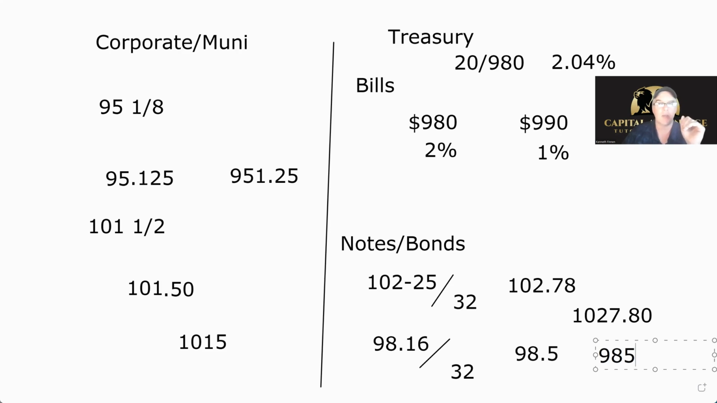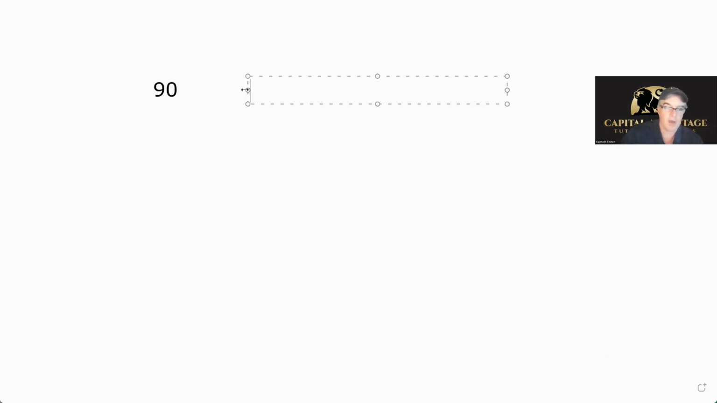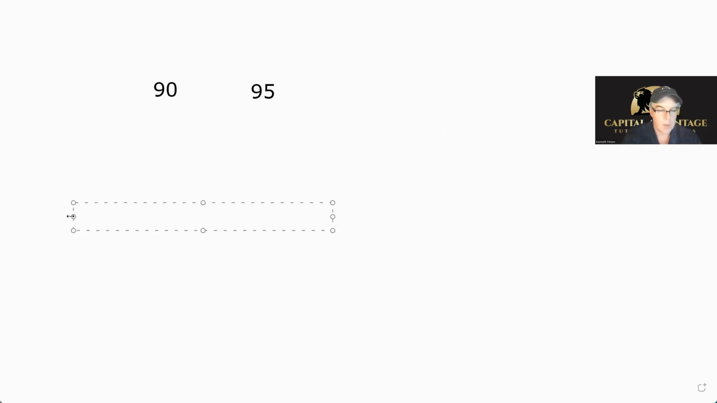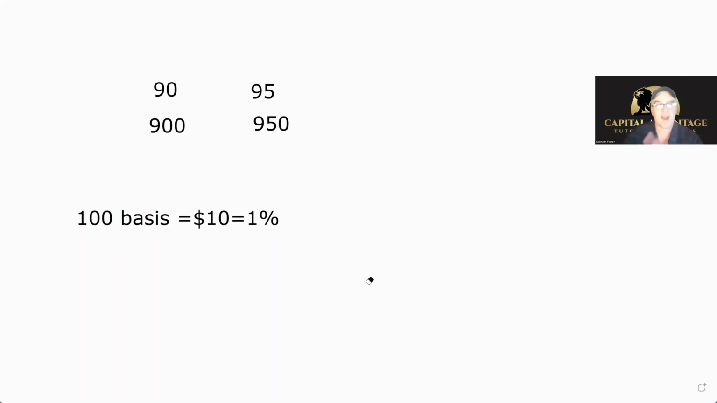Now, let's try something new here. So let's say a bond is trading at 90 and it's offered at 95. Just say. Now, remember something. You always remember this. 100 basis points equals $10 equals 1%. Okay. So it's 90 to 95. That's $50 difference. So that's going to be what? That's $10, 5 of them. So that's going to be 500 basis points. And that's $50, right? Because that works. That's the difference. And that's going to be 5%. It all works out, right?